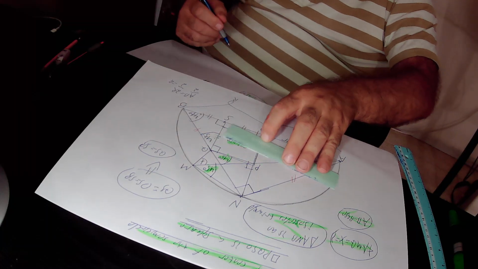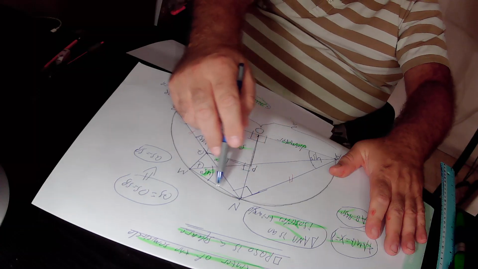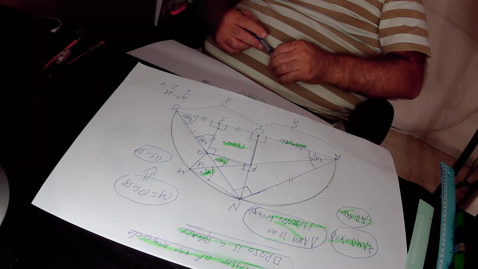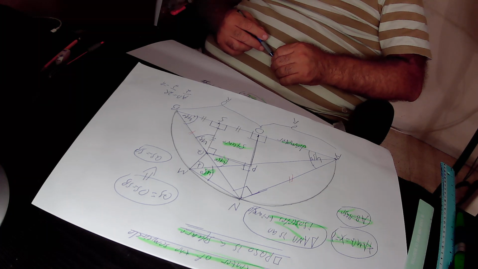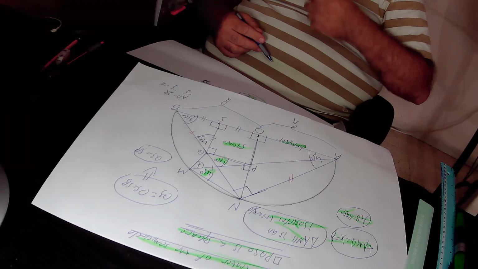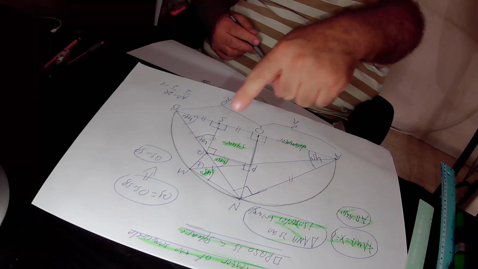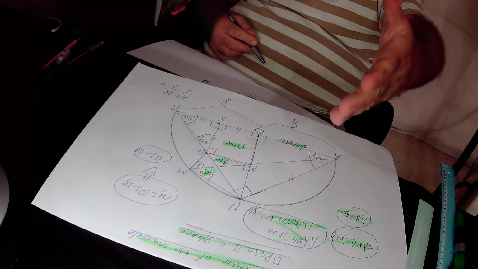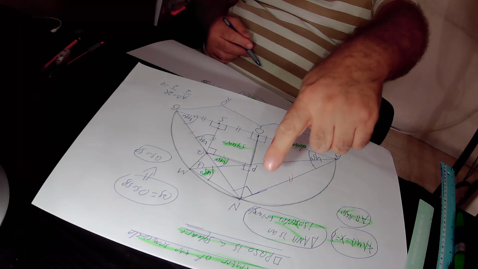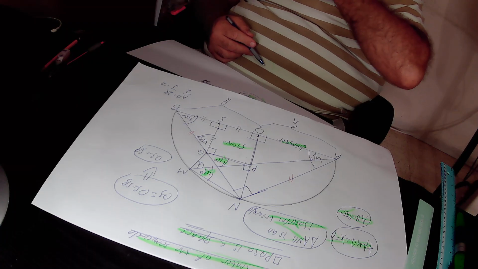In the next step, I prove that quadrilateral MNQP is a cyclic quadrilateral. What is a cyclic quadrilateral? A cyclic quadrilateral is a quadrilateral that can be enclosed by a circle. That is to say, all of its 4 vertices will touch the circle. So we prove that quadrilateral MNQP can be enclosed by a circle.